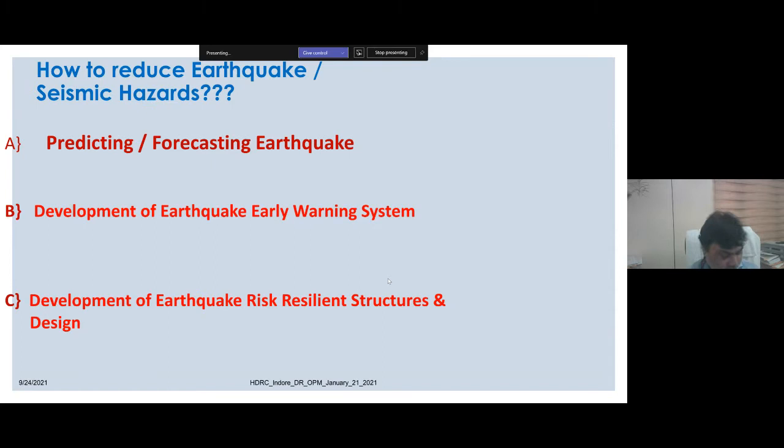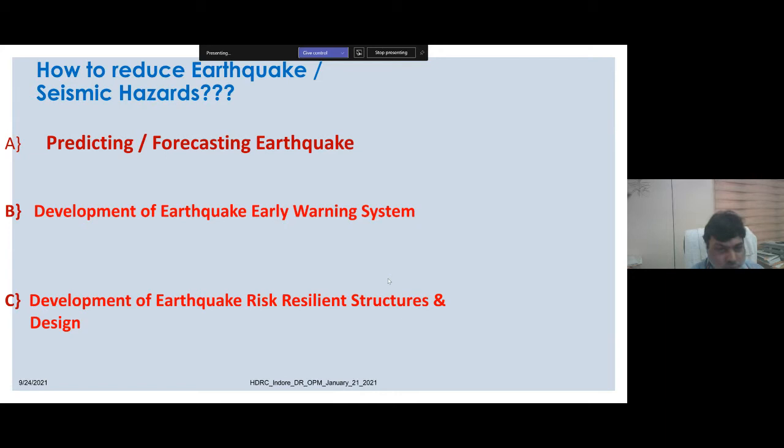So the question arises, why spend so much money on earthquake risk resilient structures? There is another way of doing that, just like for other types of natural disaster events like cyclones, too much rain, flash floods, or scanty water, and tsunamis, which you have already seen. So only three processes are left to us to reduce the earthquake seismic hazards. Either predict or forecast the earthquake, which is not possible with the present state of knowledge, because the genesis and generating mechanism of the earthquake is still not well understood.